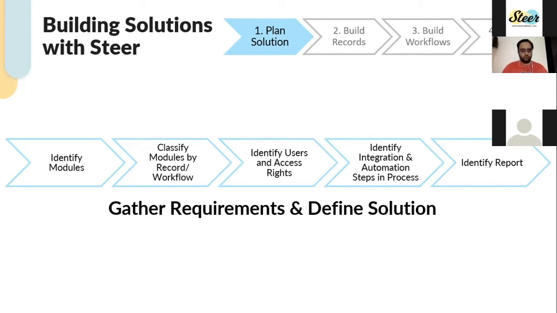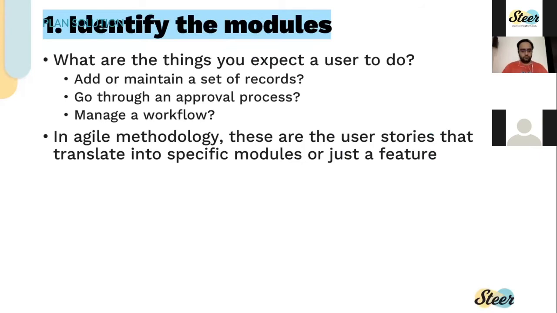So identifying modules is a bit similar to gathering the needs of the business users. In agile methodology, these are like the user stories that would translate to specific modules or features in an app or a program that you'd usually develop.